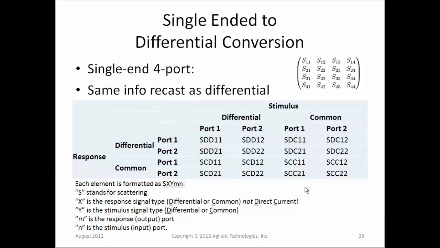It's a fairly simple algebraic relationship between the single-ended and the differential S parameters. The nomenclature is obviously S for S parameters, either a D or a C for differential or common, so don't get confused with DC meaning direct current. This is differential common mode, mixed mode parameter, and then the port numbering as before, port 1 and 2.